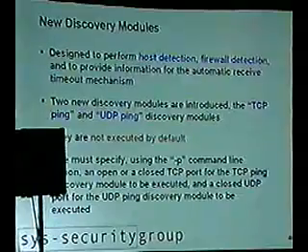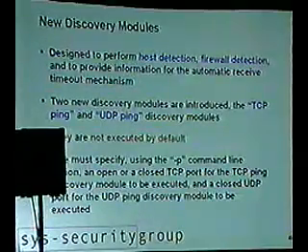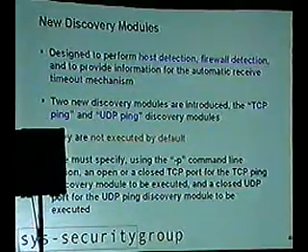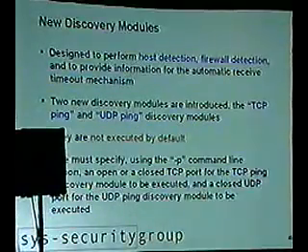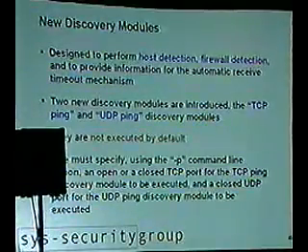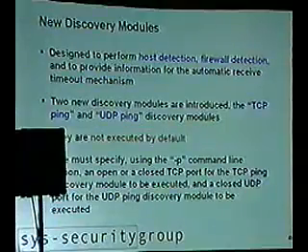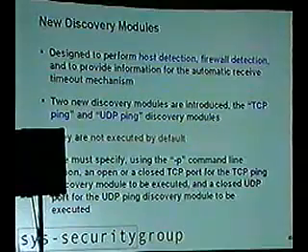We use discovery models for several things. First of all, we use them as host detection. We use them for firewall detection. And we use them to provide information for the automatic receive timeout mechanism that we have. I'll talk about it in a couple of minutes.